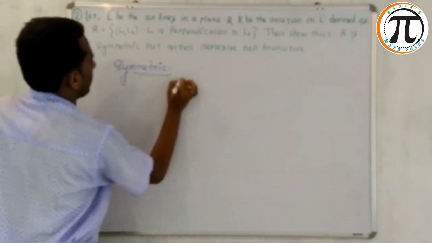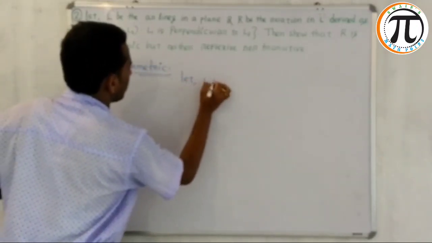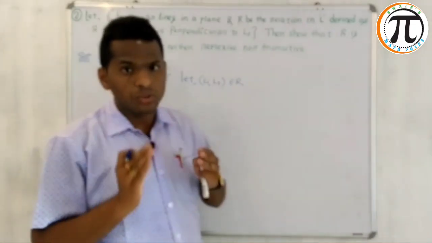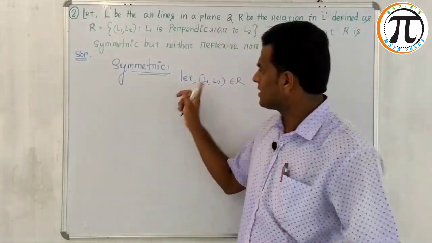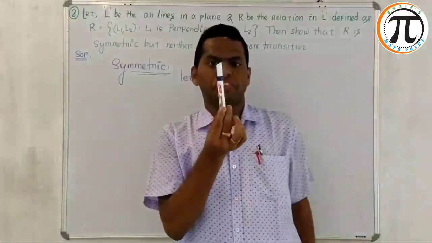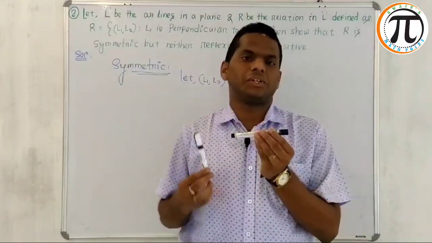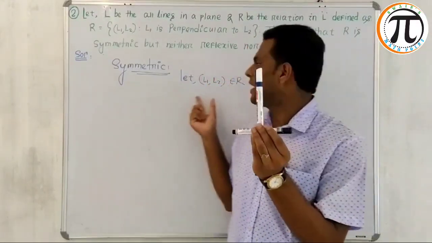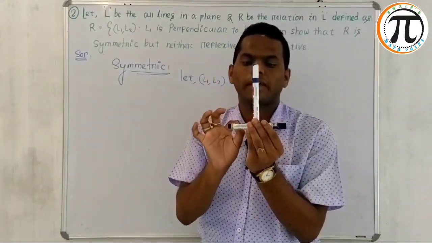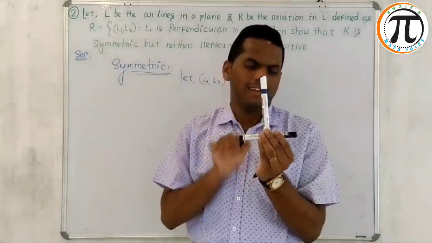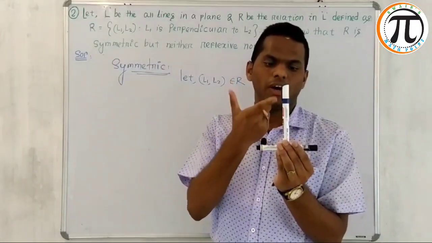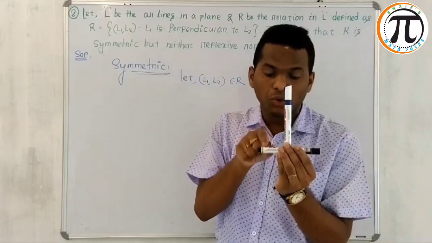So let (L1, L2) belong to R. Here A is L1, B is L2. But you have to prove that (L2, L1) belongs to R. That is the main thing. Suppose the blue marker is L1, my black marker is L2. (L1, L2) means L1 is perpendicular to L2. Now if L1 is perpendicular to L2, L2 is also perpendicular to L1, because they are mutually perpendicular.